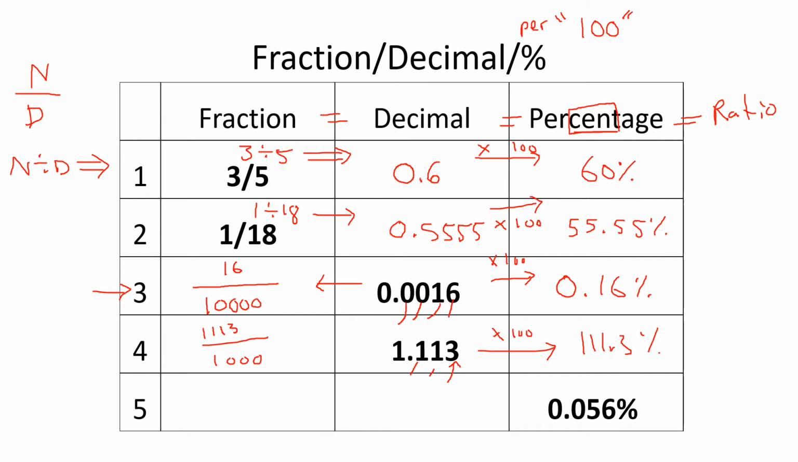Now we're starting with a percentage. To go backwards instead of multiplying, what are we going to do? We're going to divide by 100. So this becomes 0.00056. Let's take a look at this 6. We've got tenths, hundredths, thousandths, ten-thousandths, hundred-thousandths. And that's it, 56 over 100,000. Double check your work to verify your decimal.